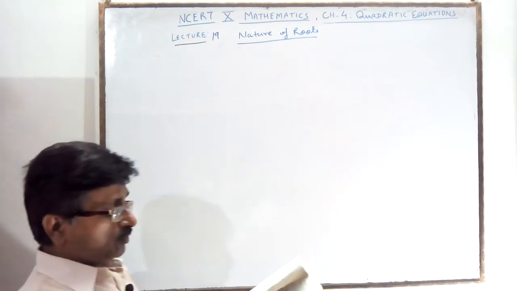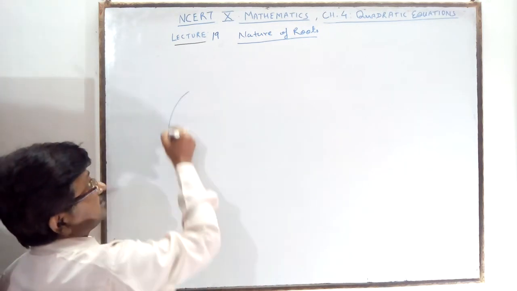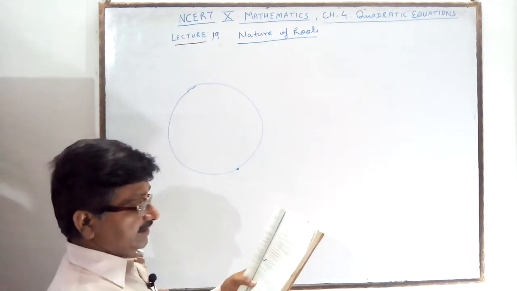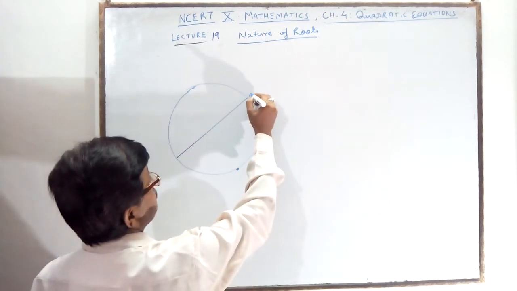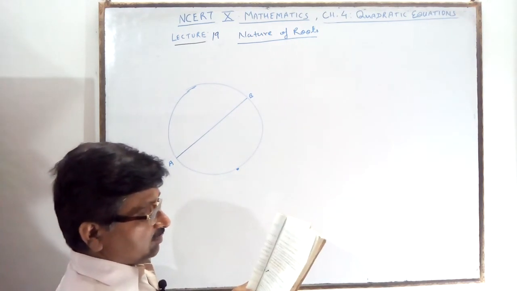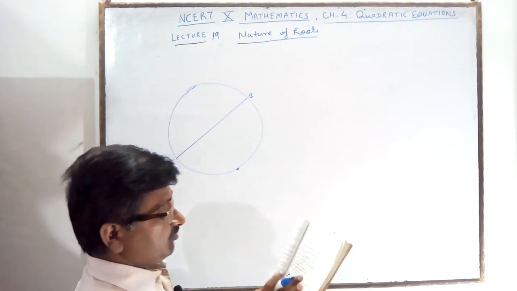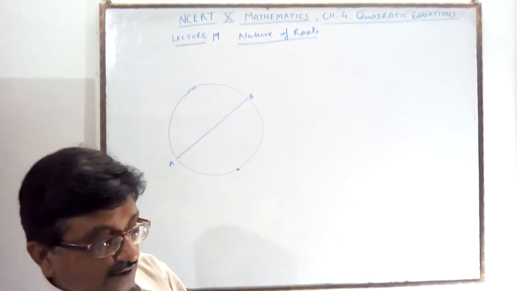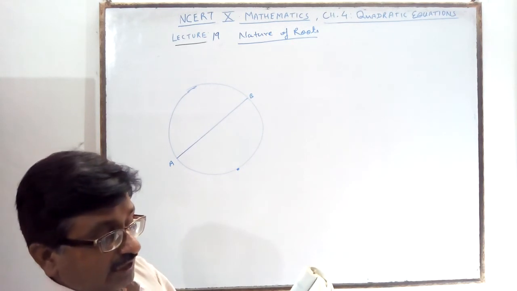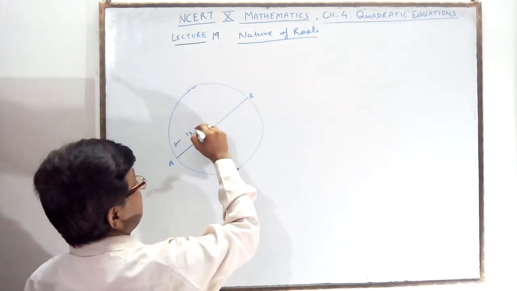A pole is fixed at a point on the boundary of a circular park. One circular park is given, and a pole is fixed at this place. AB are the two gates of this park, and there is one pole on the boundary, such that the difference of its distances from the two diametrically opposite fixed gates A and B is 7 meters. The diameter is 13 meters.